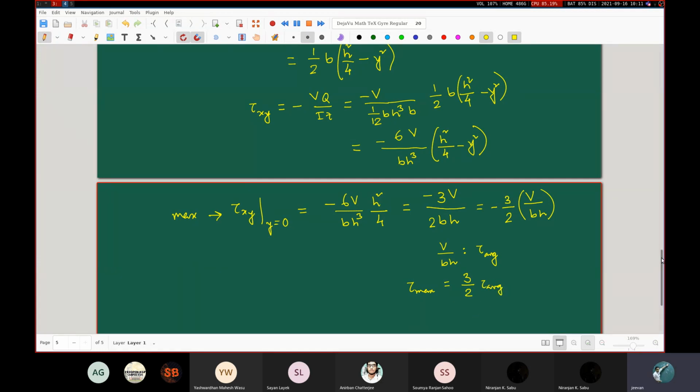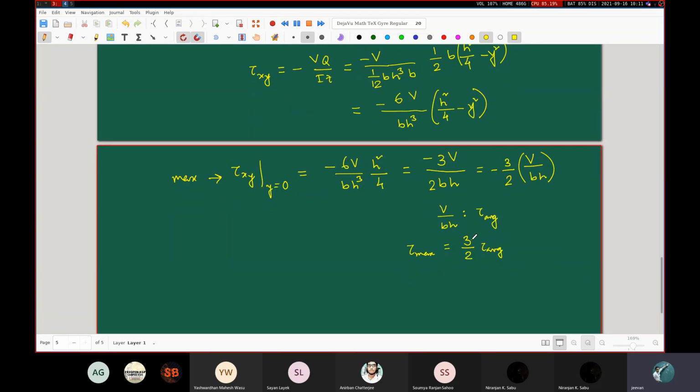Okay, this is important to understand, because if we were to grossly approximate our tau by the average, then the maximum value would be 150% of that value. So there is a significant amount of difference between the maximum value of the shear stress over a cross section and the value that you would otherwise obtain from a simple averaging.